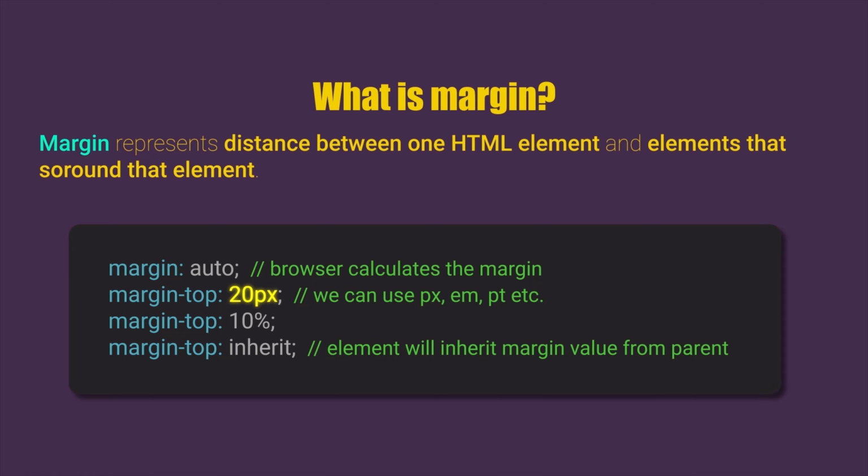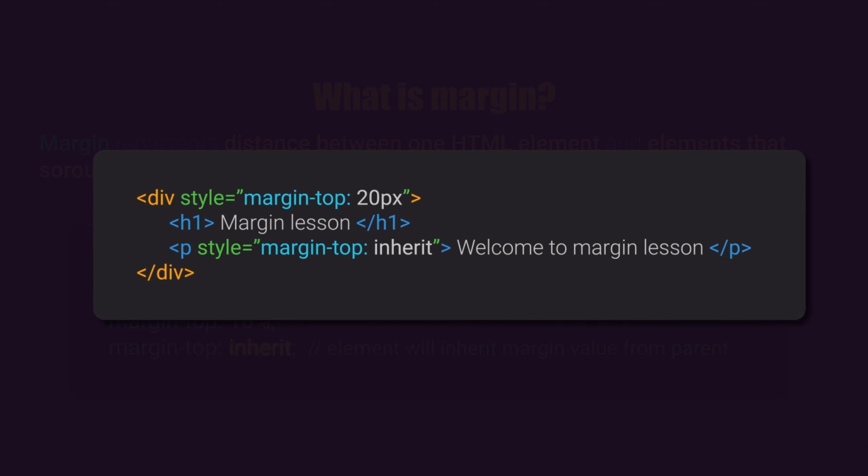Then we can use percents, which means that distance will depend on the size of the screen. And inherit, which means that margin will be inherited from value that has been set like a margin value for parent HTML element.